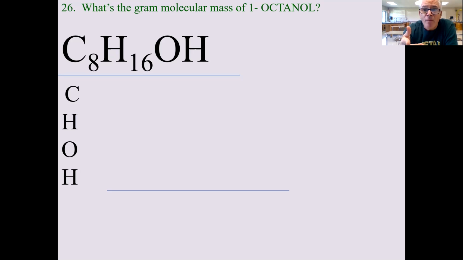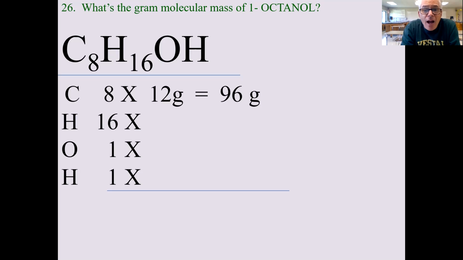C8H16OH. How many carbons? There's 8 carbons, and each carbon has a gram molecular mass or a molar mass of 12 each. So there's 8 carbons, there's 16 hydrogens, there's 1 oxygen, and then there's another hydrogen at the end. OH is a special thing we're going to learn about. It's not a hydroxide, like we do have an OH negative ion called hydroxide. This is a molecular compound with OH. It's not an ion. It's called an OH group. It makes it an alcohol.